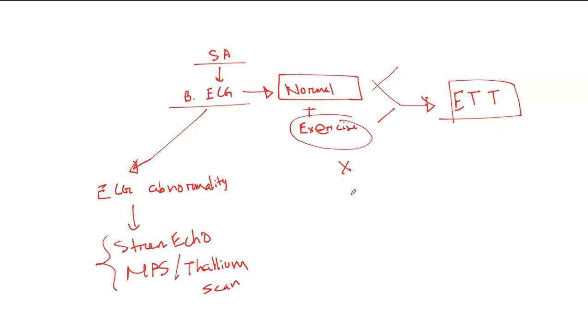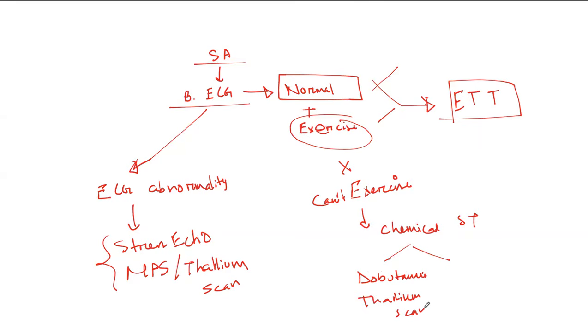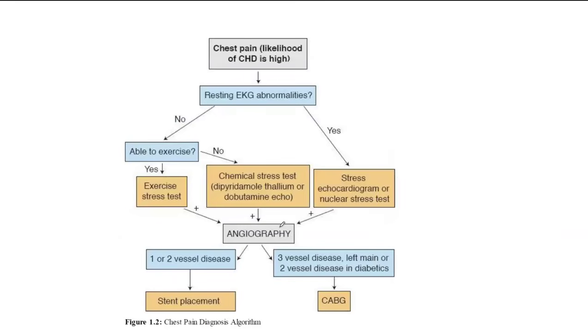But what if the patient cannot exercise because they have some musculoskeletal issues? If the patient cannot exercise, then we do a chemical stress test. For the chemical stress test, we have dobutamine thallium scan. So you give the dobutamine and the thallium and then do the nuclear scan. Or you can do the same with dobutamine echocardiogram. I hope it makes sense. Same, either dipyridamole or dobutamine. We can use either, it doesn't matter.